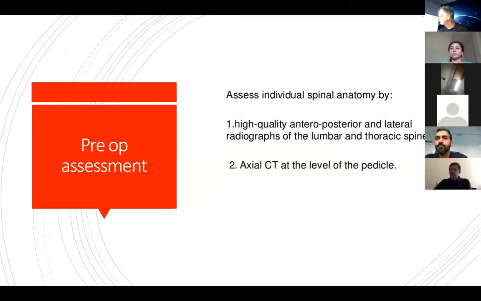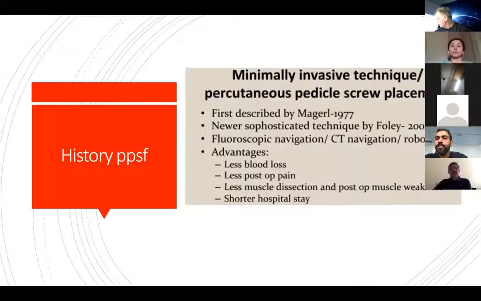The minimally invasive percutaneous pedicle screw placement was first described by Megrel in 1977. Newer sophisticated techniques were introduced by Foley in 2002. Over the passage of time, newer advances have taken place and we now have fluoroscopic navigation, CT navigation, and robotics. These all give us the advantages of less blood loss, less post-operative pain, less muscle dissection and post-operative weakness, shorter hospital stay, as well as early mobilization.